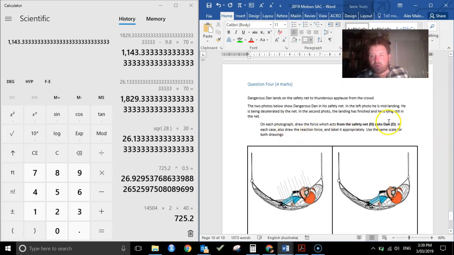We want to draw the force from the safety net onto Dan. So that's going to be FND. And then we're also going to draw a reaction force to that. So if we're using FND as our symbol for that force, then the reaction force is going to be FDN. Okay. First off, let's just do Dan's lying still, because we're pretty familiar with how to draw forces on objects that are just lying still.